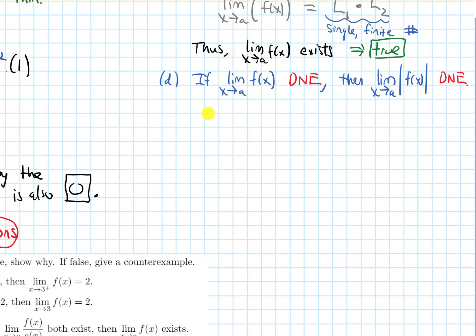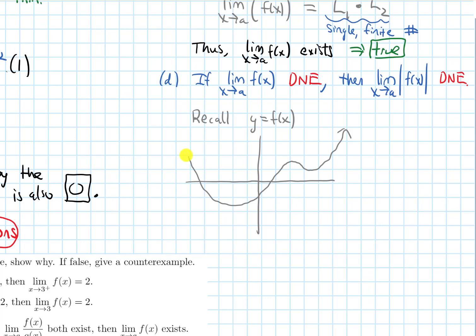Okay, so let's see if we can start to break this one down. The first thing I want to recall is, if I have a function and then I take the absolute value of that function, how does it affect the graph? So if y equals f of x, and I form a graph of some function, maybe it goes down, goes up, goes down a little bit, and then maybe goes up again. Let's say that it crosses the x-axis at -4, and then at +1.